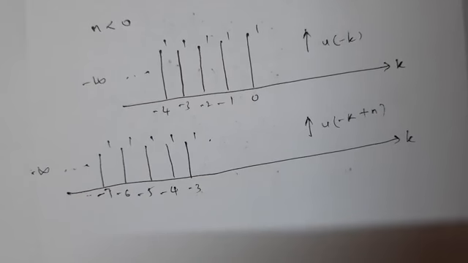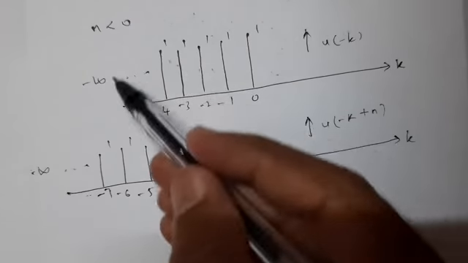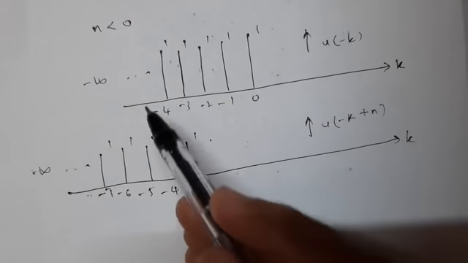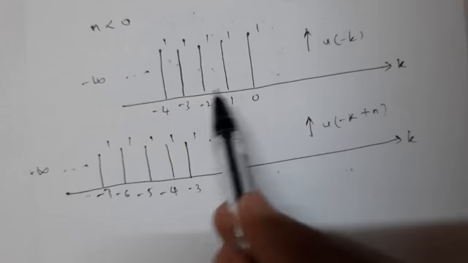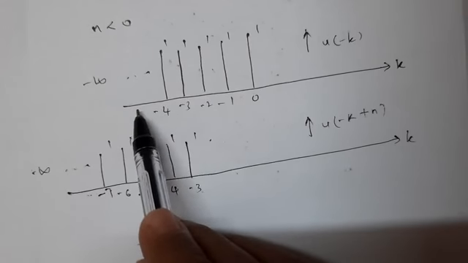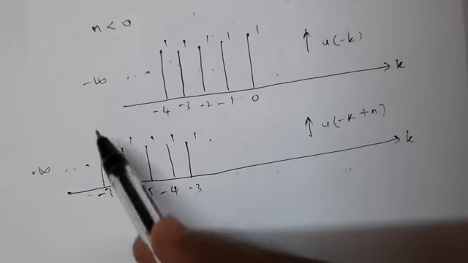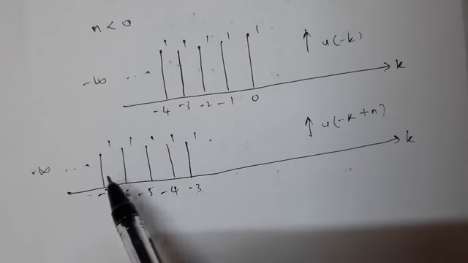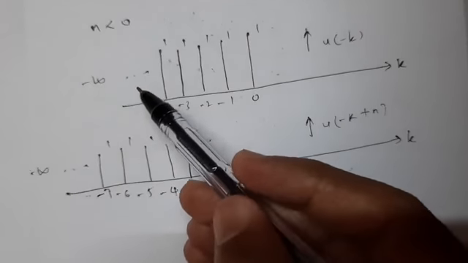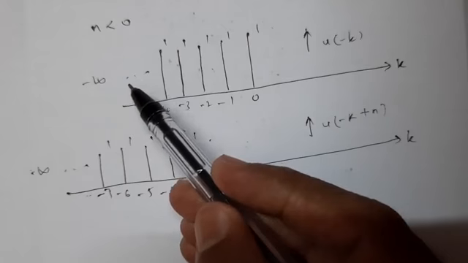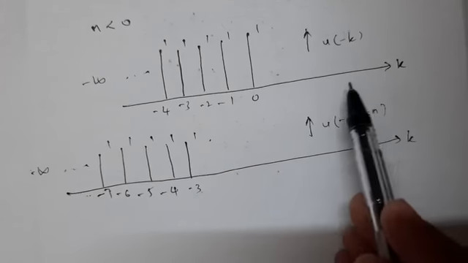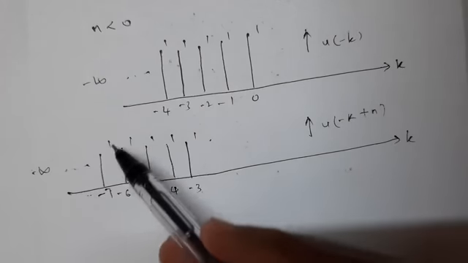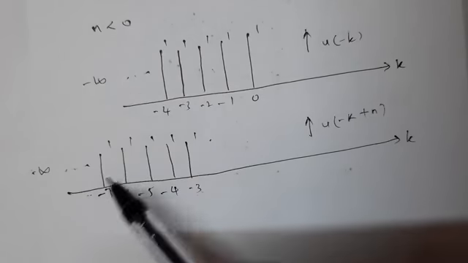towards minus 50. Okay, so now you see that the samples of these overlap with these. Overlapping means the samples of u of minus k exist for the values of k, minus 4, minus 5, minus 6 and so on, and also the samples for u of minus k plus n exist. So when the samples exist for u of minus k and u of minus k plus n for the same values of k, then we say it is overlapping. They exist for all the values of k.